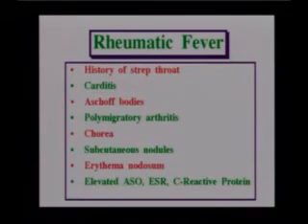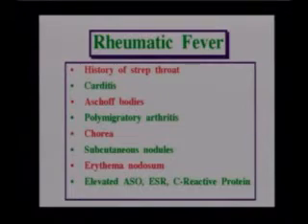In addition to that history of strep throat, oftentimes we'll see carditis, that's inflammation of the heart, Aschoff bodies, and polymigratory arthritis. Usually it's large joints, and the child may say, my right knee hurts. And then a little later say, my left knee hurts. And mother says, make up your mind which knee hurts. And the child says, I can't help it. It moves around. That's what we mean by polymigratory. Poly, more than one, migratory, moves.